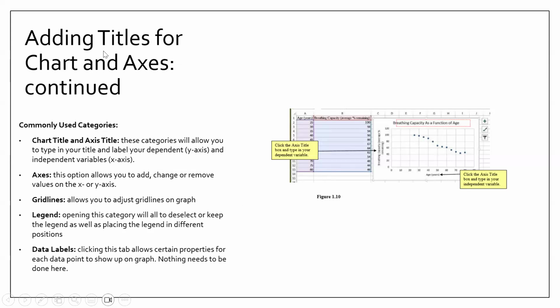Adding titles for the chart and axes continued. Chart title and axis. These categories will allow you to type in the title and label your dependent y-axis and the independent x-axis. This option allows you to add, change, or remove values on the x or y-axis. So if you want to change the name, you can always come back. Grid lines allow you to adjust grid lines on the graph. Legend, opening this category, allows you to deselect or keep the legend, as well as placing the legend in different positions.